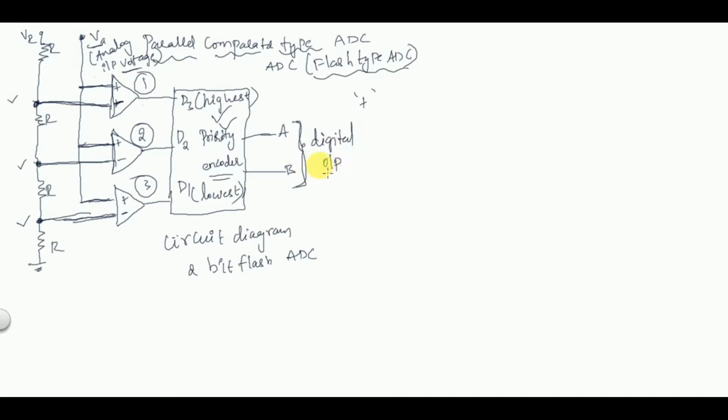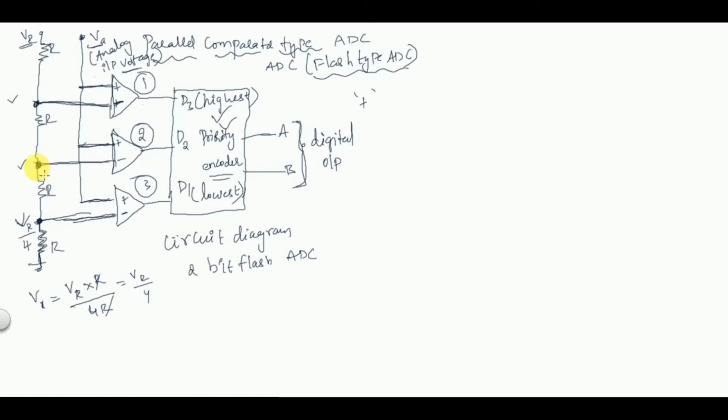So we'll see one by one the operation of the 2-bit flash ADC. Right, first we have to find the voltage. The unknown voltage, which I am taking as Vx here: Vx is equal to the supply voltage VR into, so we are finding the voltage across this resistor, right? So the voltage across this resistor is R divided by the total resistance 4R. So R gets cancelled, and it will be VR by 4. So the voltage here is VR divided by 4.